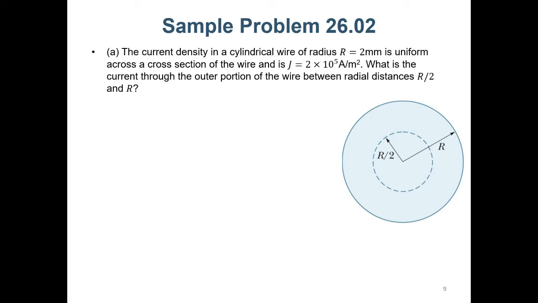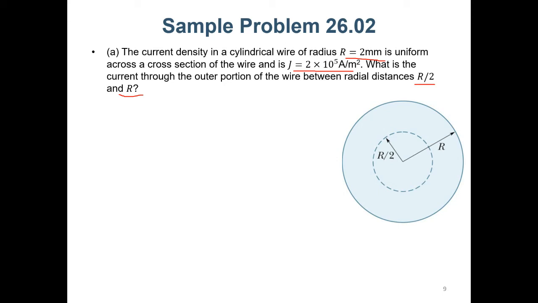So let me finish this sample example. The current density in a cylindrical wire of radius 2 millimeter is uniform across the cross section of the wire and is J equals 2 times 10 to the 5 A per meter squared. What is the current through the outer portion of the wire between the radial distance R over 2 and R?